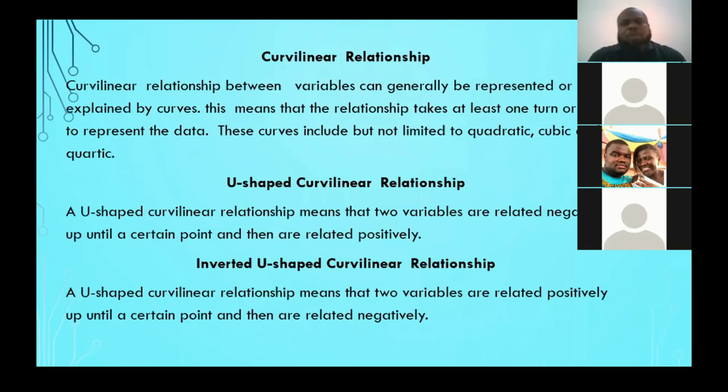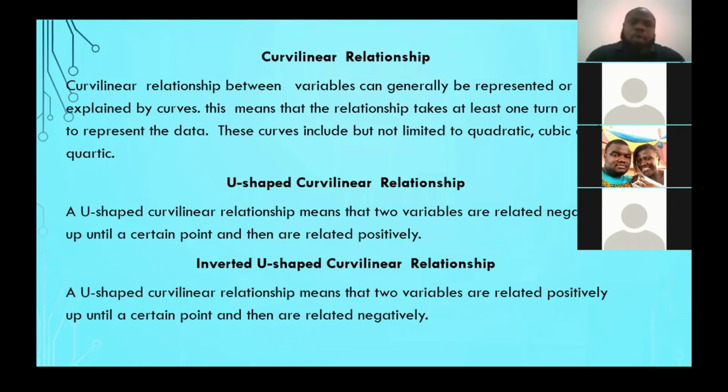I've also highlighted the curvilinear relationship. Depending on the nature of data you have collected, curvilinear relationship between variables can generally be presented or explained by curves, not a straight line. This means that the relationship takes at least one turn or curve to represent the data. These curves include, but are not limited to, quadratic, cubic, quartic, or quintic, depending on the kind of data you have collected. If the relationship cannot be explained by a straight line but a curve, such a relationship is called curvilinear relationship.